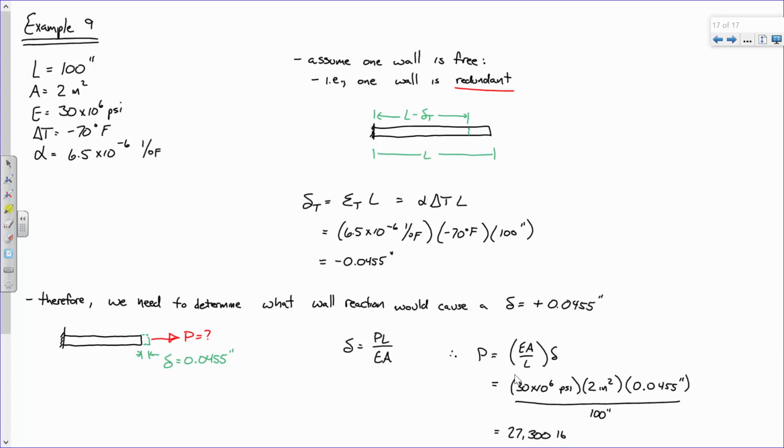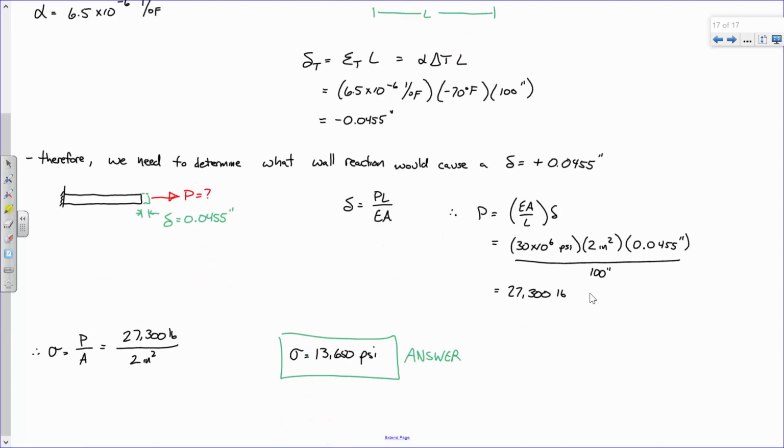Okay, and what we did is we did two analyses really. One with the redundant removed, and one with the redundant applied. And we added the two up. The way that we were able to solve it is we used a compatibility relationship. I know it didn't seem like what we did. Our compatibility relationship is that this thermal deformation has to equal that mechanical deformation. And so that was a redundant analysis, or an analysis using compatibility. That's what the method of consistent deformations is all about.